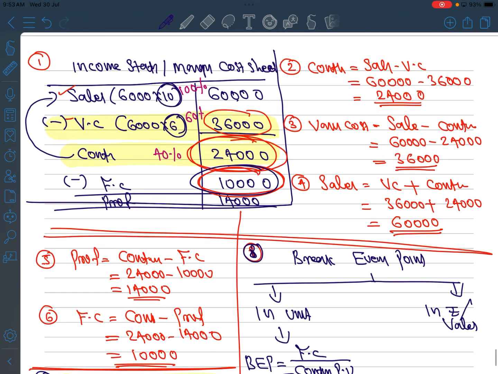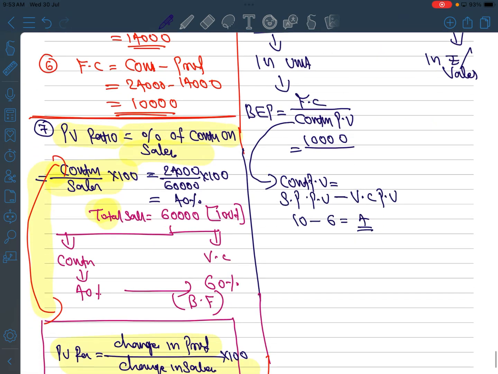Instead of writing total contribution like 24,000, they asked for contribution per unit. Any doubt? Okay, simple. So we can just put that as the denominator. What will be the amount? 2,500 units. Actually, this is an interesting concept.